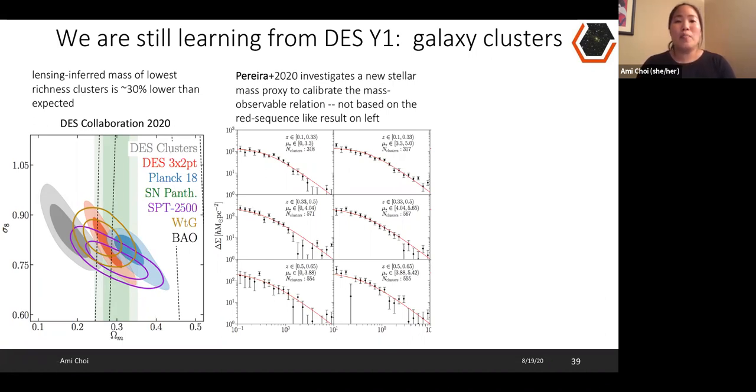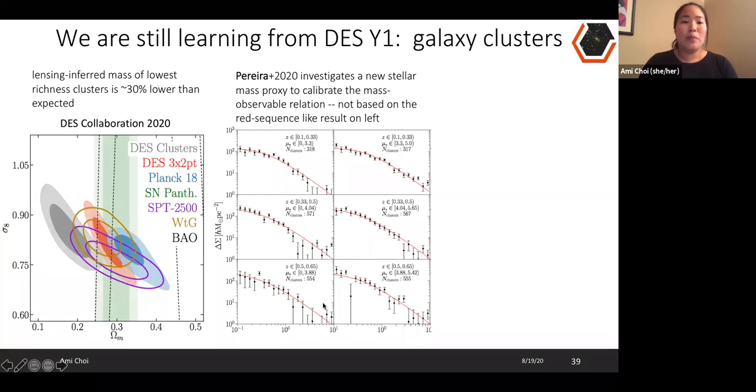So this cluster analysis uses the richness of galaxy clusters, basically some number of counts, how many galaxies there are in the clusters, to bin the lensing signal. And for this paper, instead of using the richness, you can use the stellar mass proxy to do the binning. And therefore, it's not based as much on the red sequence.